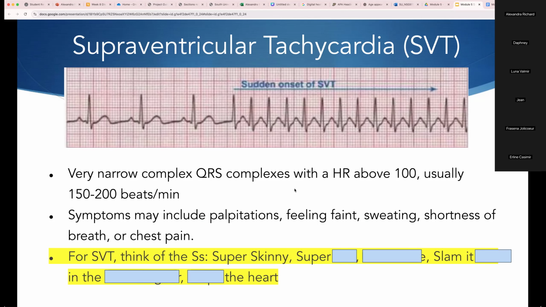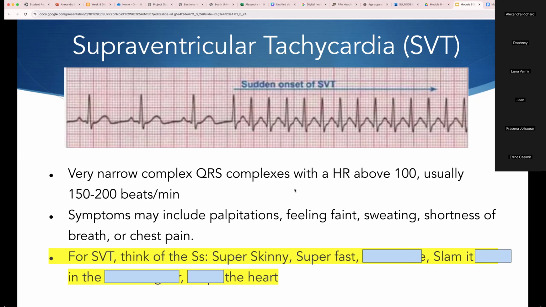And is this a slow rhythm or a fast rhythm? It's super fast. Very good. Remember, it's called supraventricular tachycardia, and it is a tachycardia. You're not going to see SVT in the low hundreds. I know the definition of tachycardia is a heart rate of 100 or greater, but you're not going to see SVT at 110. SVT is like 150, 180, 200. So it's super skinny, it's super fast.